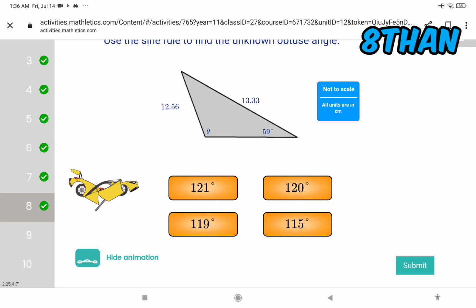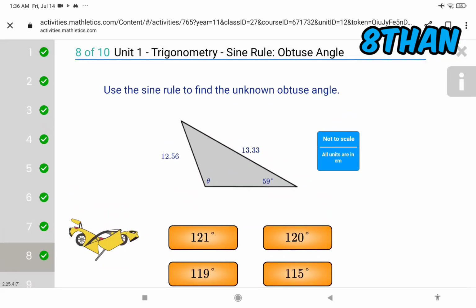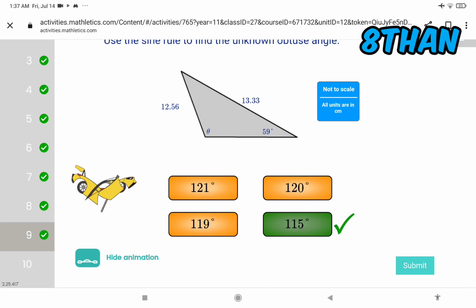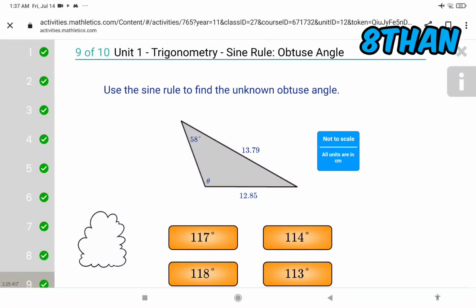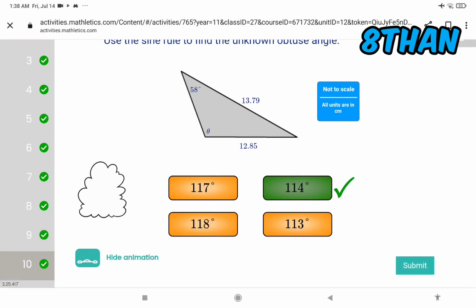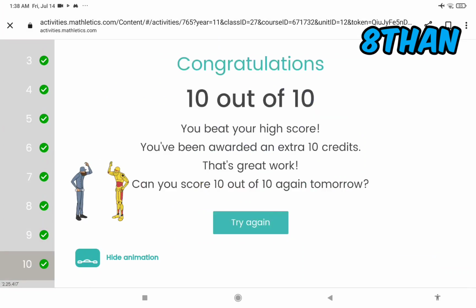Right now, I'm on the ninth problem, and I used the sine rule to find this obtuse angle. I like finding these obtuse angles. In order to find them, you just find a sort of like acute angle, and then you subtract it from 180. 10 out of 10! I beat my high score! Yay!